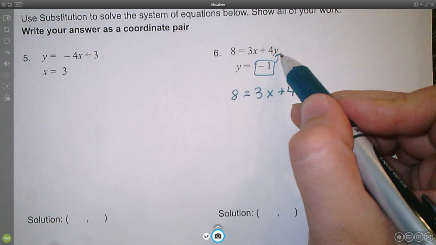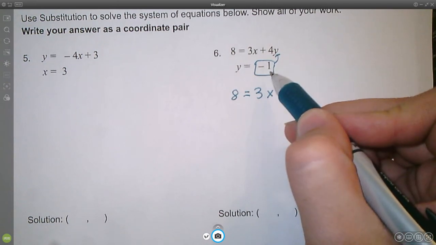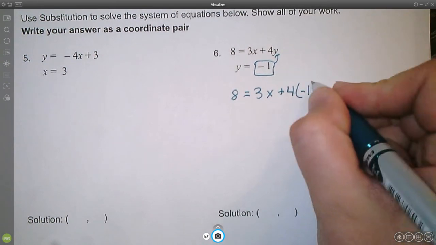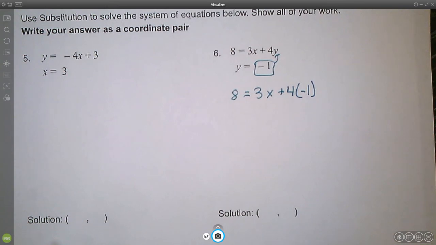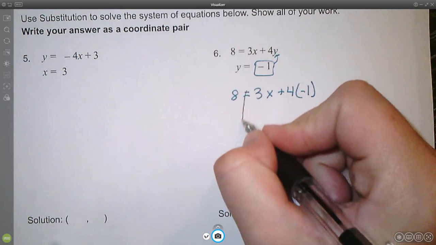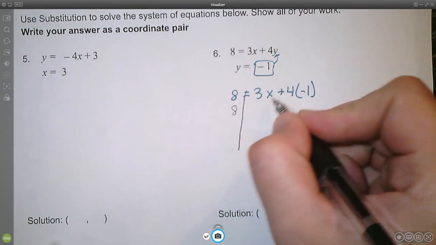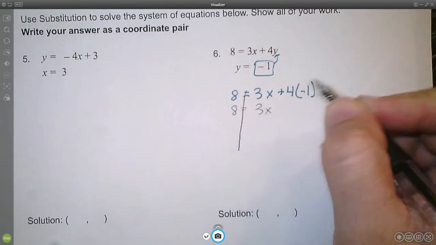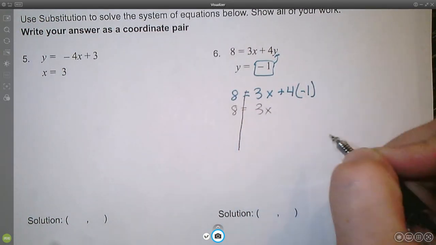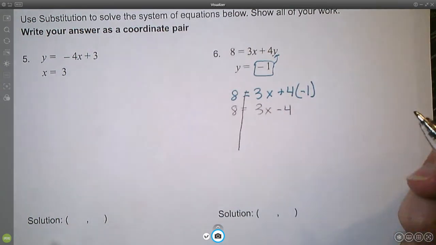But now instead of your regular teacher, you have your substitute, which is negative 1. And then we're going to do the same thing that we did in number 4. We're going to distribute and then solve. So we're going to take this down here. So we have 8 equals 3x, and then 4 times negative 1 is negative 4.